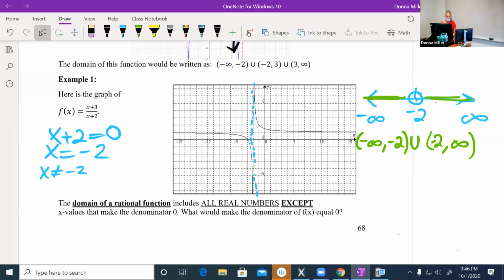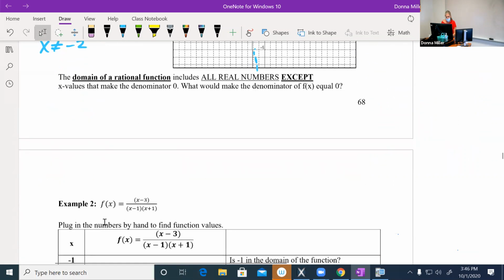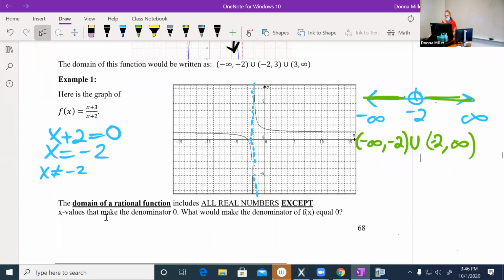All right. So the domain is all real numbers except where the bottom equals 0. That's always the case, right? So that's what I asked myself. I find it helpful to draw it on a number line like this so you can see how many intervals you have to have. Keep it straight.